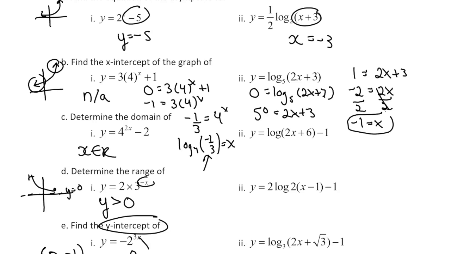Okay. Determine the domain of this log. We know that this is going to be something in which 2x plus 6 has to be greater than 0. So 2x has to be greater than negative 6. So x has to be greater than negative 3.